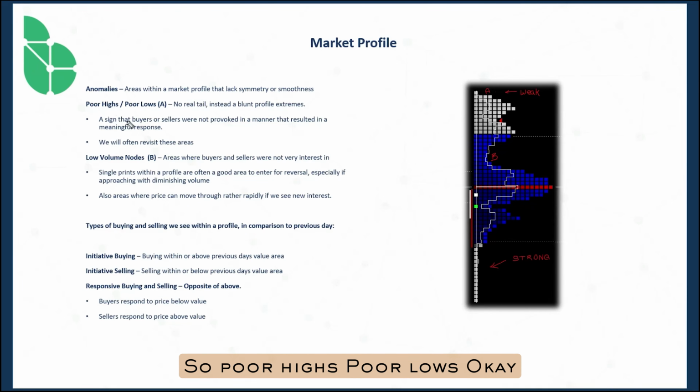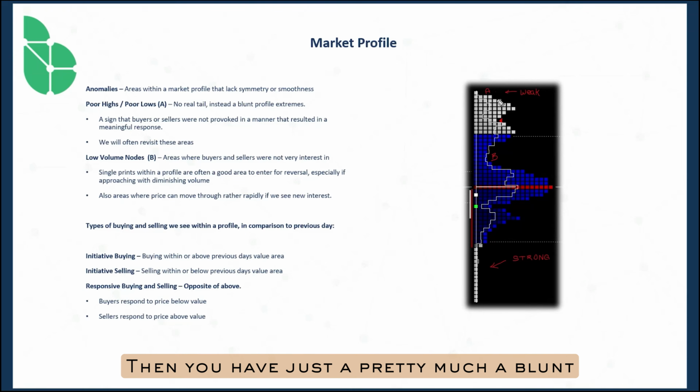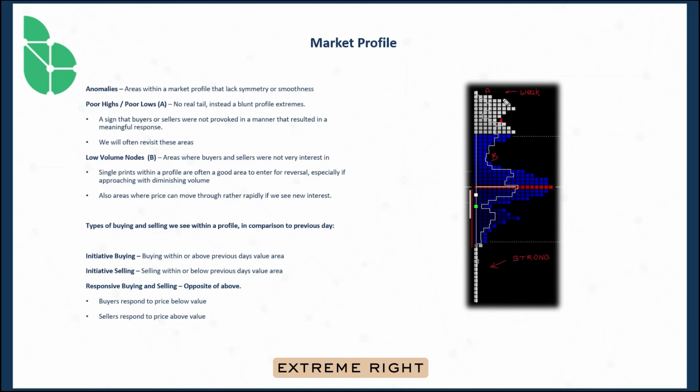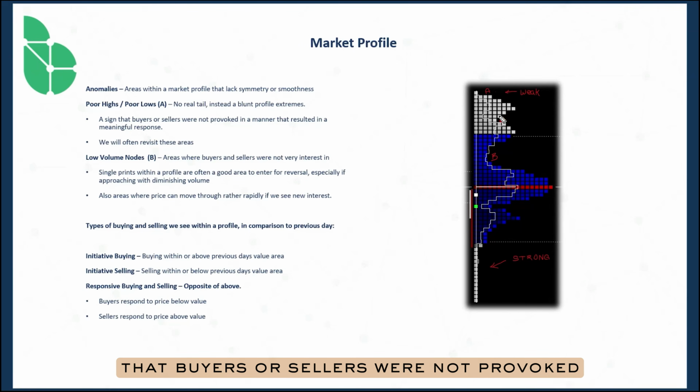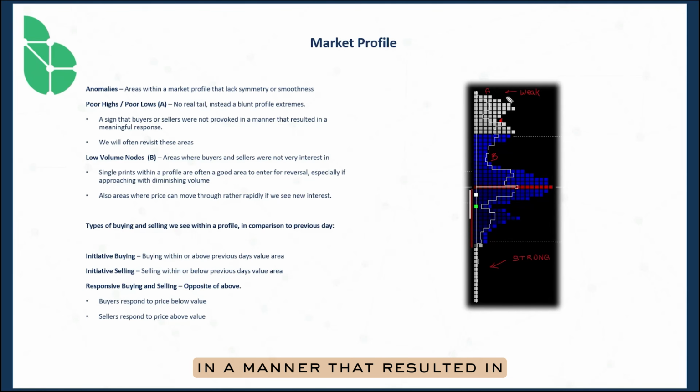So poor highs, poor lows, as in up here, are areas where there's blunt profile extremes. There's no real tail. So you have this one single print, and then you have just pretty much a blunt extreme. All right, this is a sign that buyers or sellers were not provoked in a manner that resulted in any meaningful response.